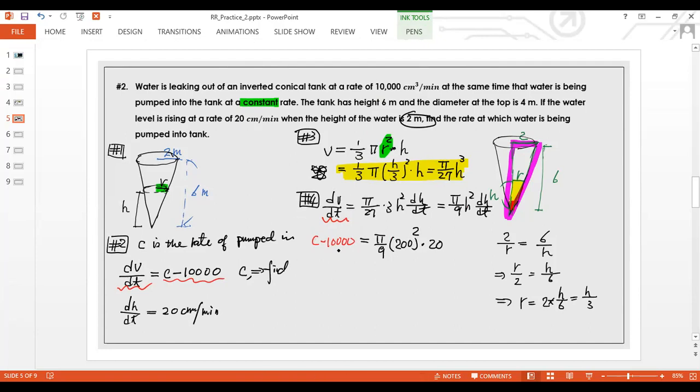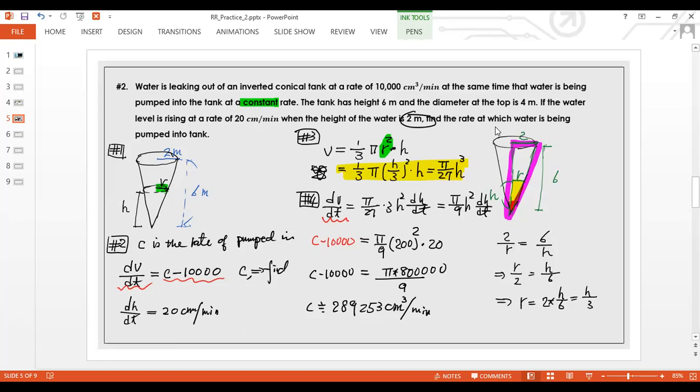Okay, and then in here you solve for C. C minus 10,000 is like 40,000 times 20 times pi, over 9. That's how you can solve for C. C will be very close to 289,253 centimeters cubed per minute. All right, so that is how we solve this type of problem.